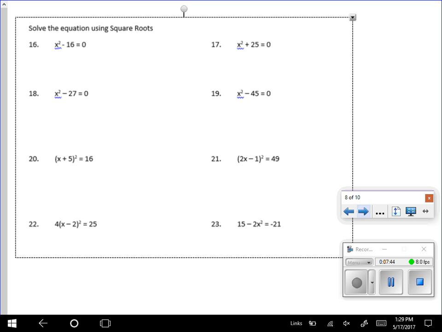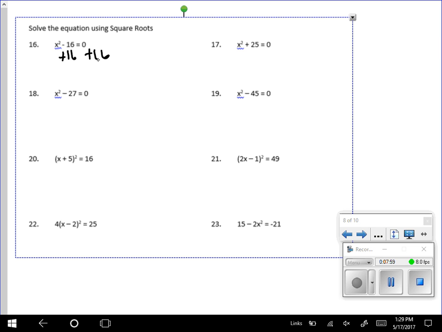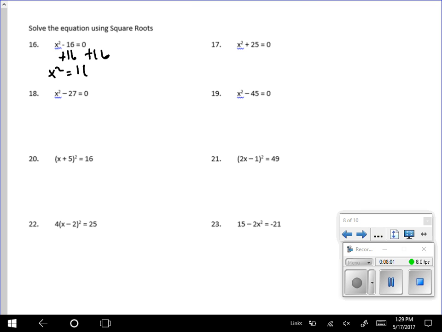All right, solving using square roots. Okay, I'll probably split this up into 2 videos because it's going to get a little long, but try to get through this. So square roots, we want to get x squared by itself, so I'm going to add 16 to both sides. So I have x squared equals 16. I'm going to take the square root. Remember, when you do that, you're going to get plus or minus. I have 2 answers, so we have plus 4 and negative 4.